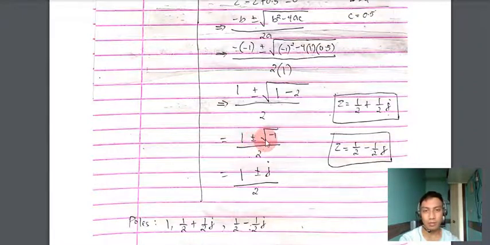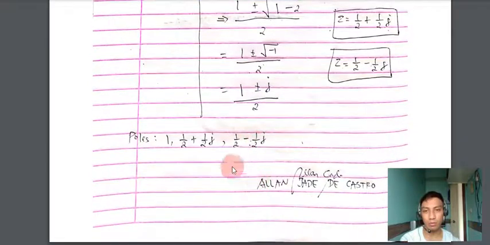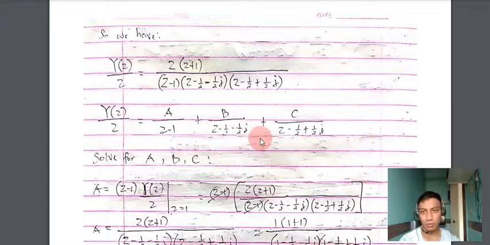1 plus minus square root of negative 1 over 2. We know that the square root of negative 1 is an imaginary number. So therefore, we can replace it by j as a representation. So 1 plus minus j over 2. So we have the poles of 1 half plus 1 half j, 1 half minus 1 half j. Okay, so we have now Y of z over z equals z times z plus 1 over z minus 1 multiplied by z minus 1 half minus 1 half j multiplied by z minus 1 half plus 1 half j.